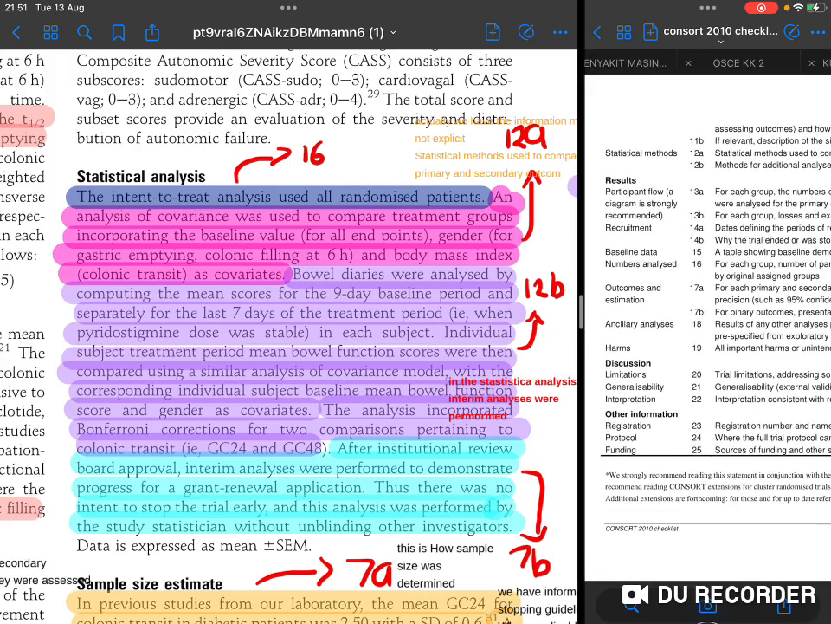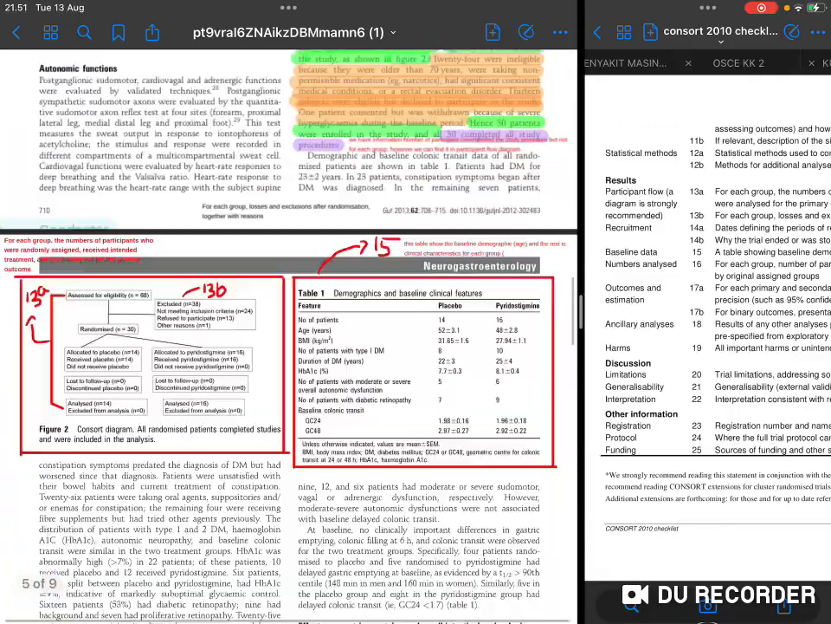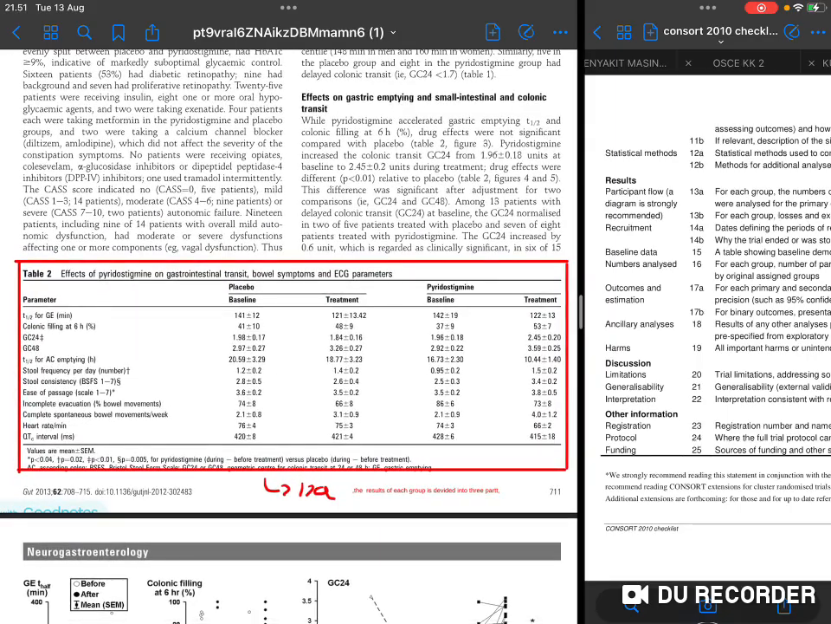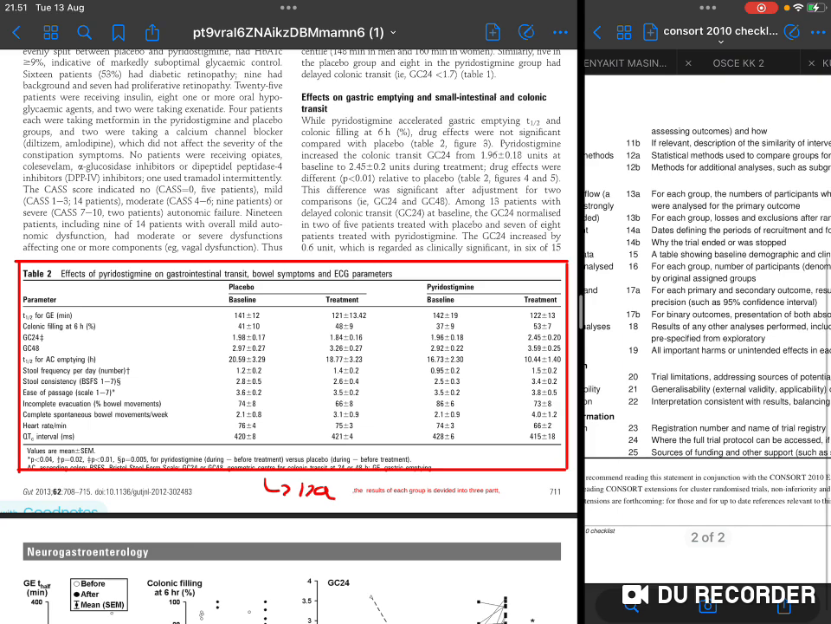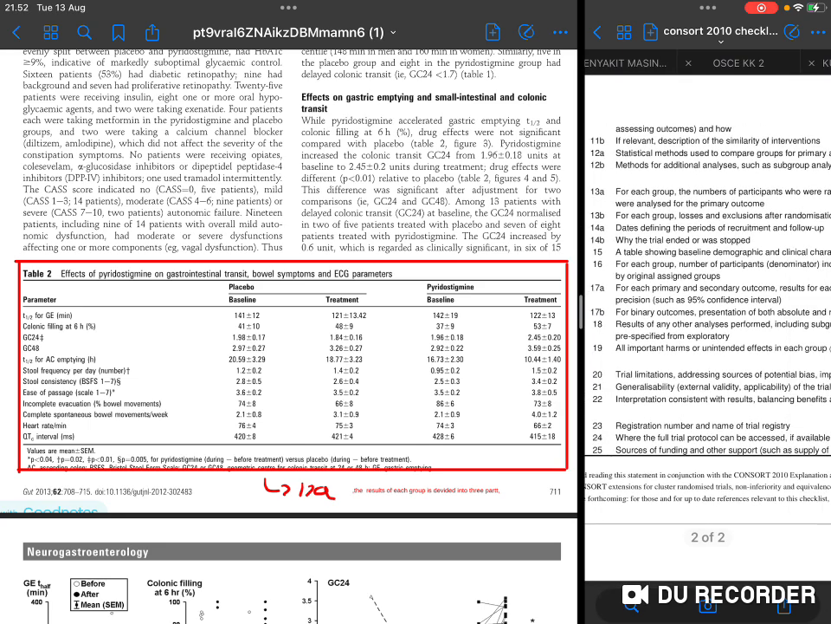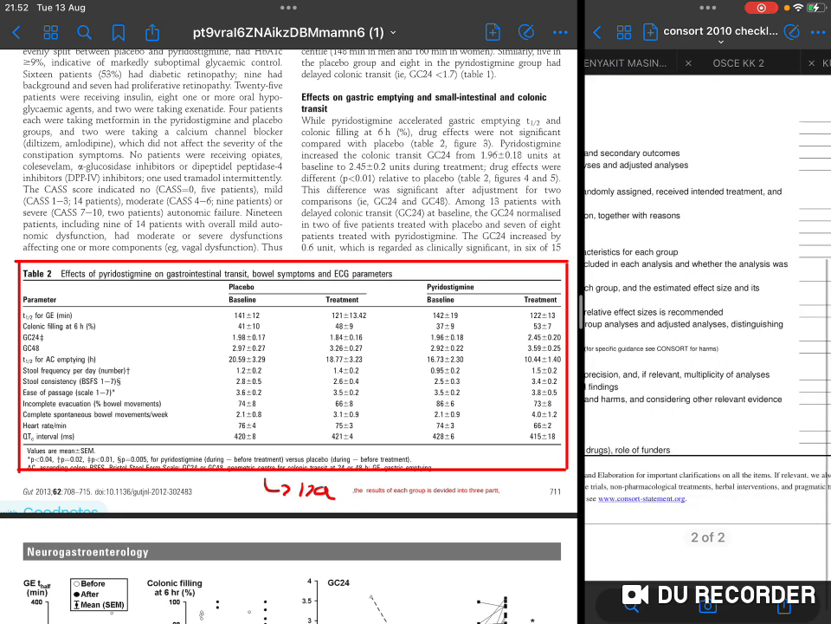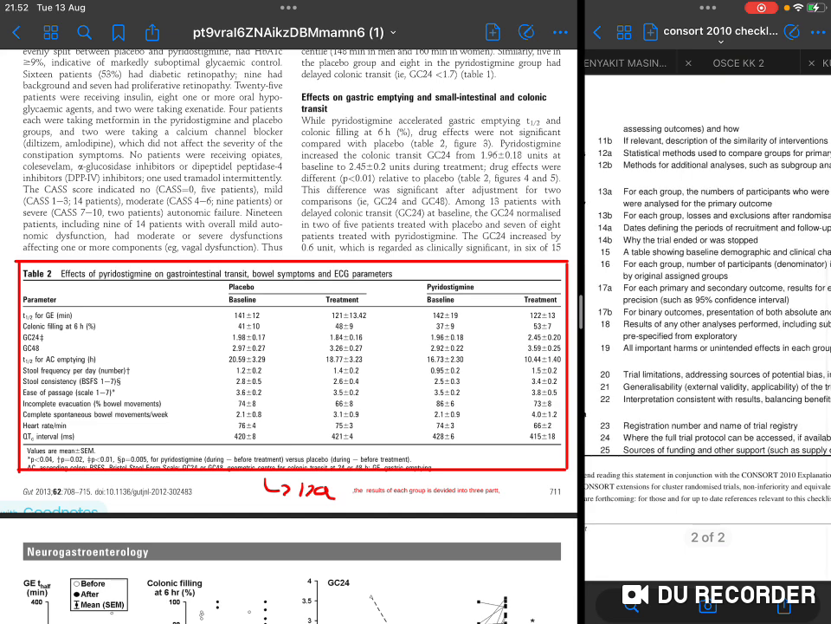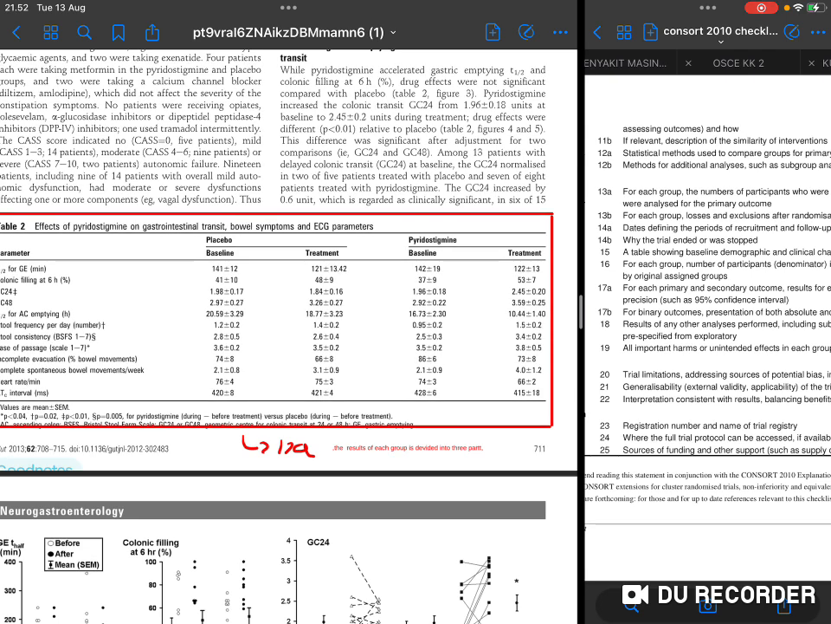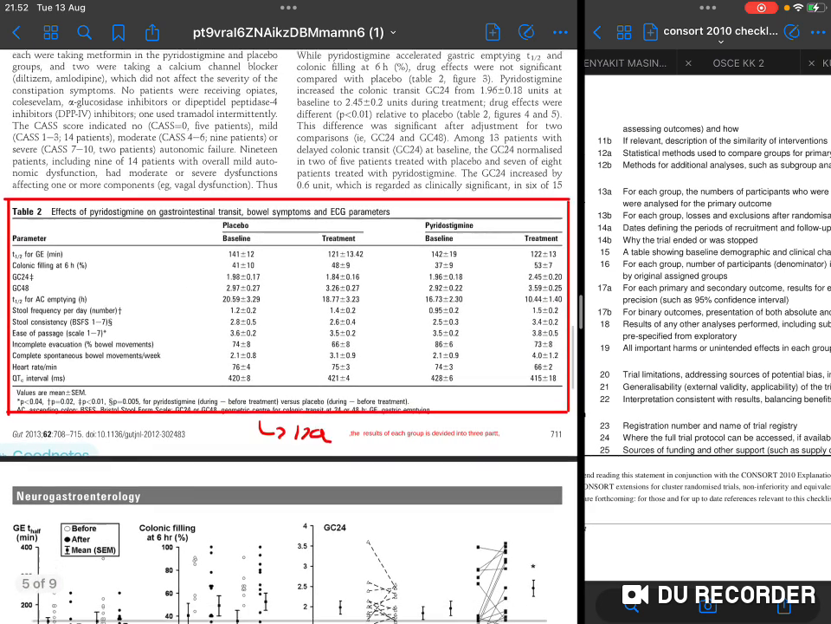And then next in the checklist, we have outcomes and estimates by numbers. So it was served by a table over here. You can see for each the primary and secondary outcome results for each group and the estimated effect size and its precision, usually such as 95% confidence interval. It's divided into 3 parts.